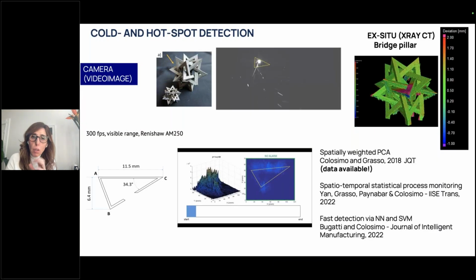Just a few comments on video. I will have no time, but I want to point out that there are quite interesting problems also coming out in video. The first problem we have been solving is hotspot detection. So the laser is moving, doing its job, but sometimes one point remains hot for a longer time, and this is a problem at the end.